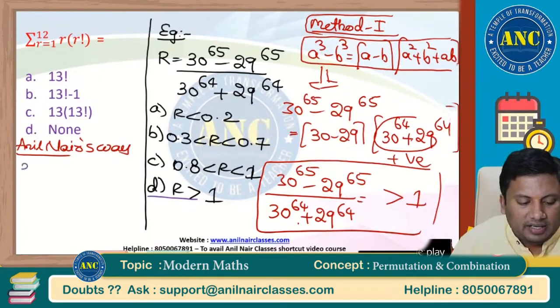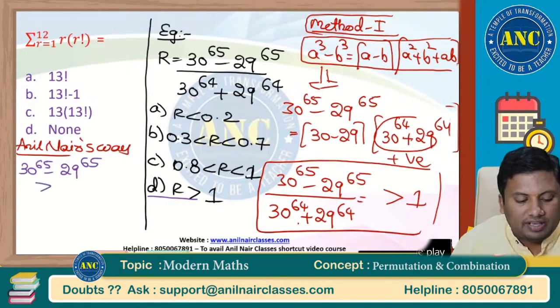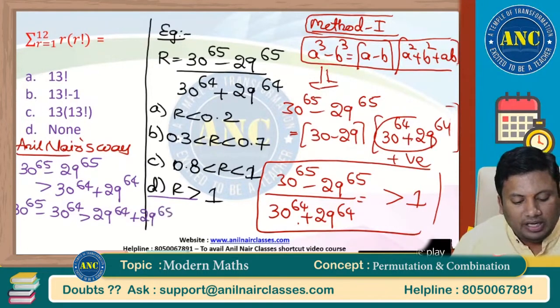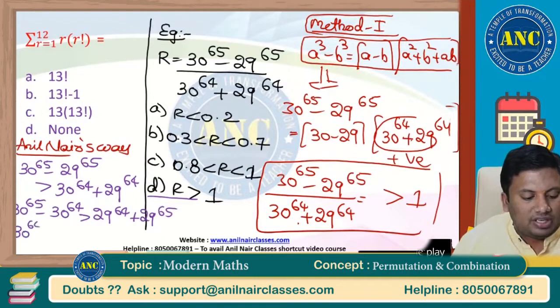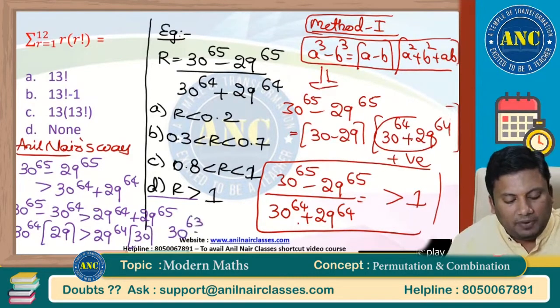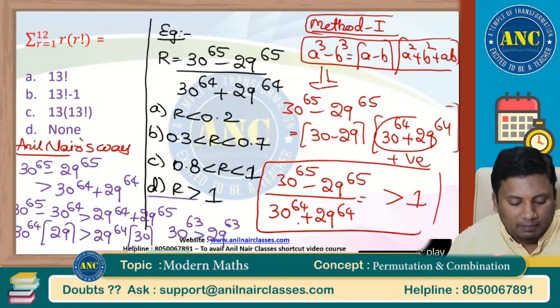Assume that the option is D. So if it is D, 30 power 65 minus 29 power 65 is greater than 30 power 64 plus 29 power 64. This is nothing but 30 power 65 minus 30 power 64 is greater than 29 power 64 plus 29 power 65. 30 power 64 common, 30 minus 1 which is 29. 29 power 64 common, 1 plus 29 which is 30. So 30 power 63 is greater than 29 power 63.